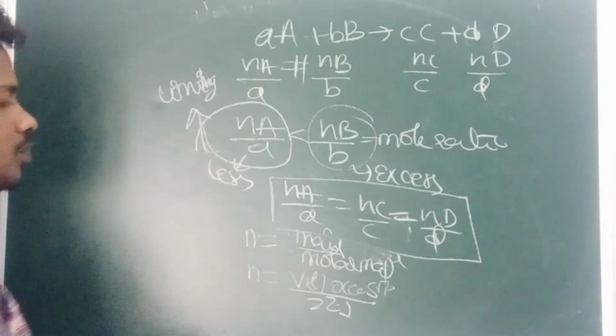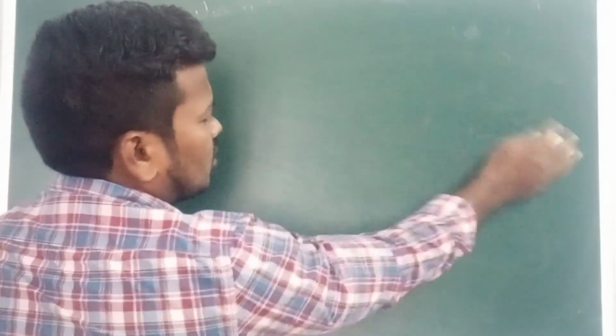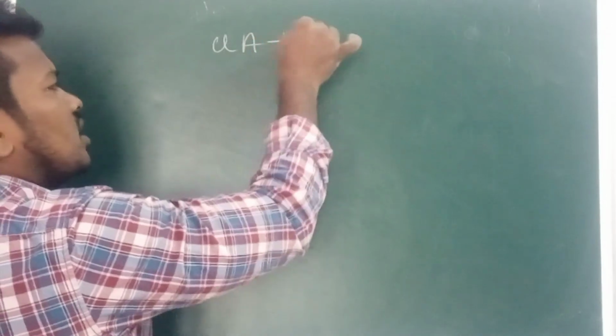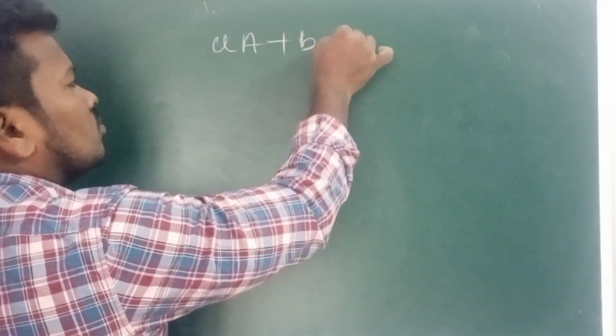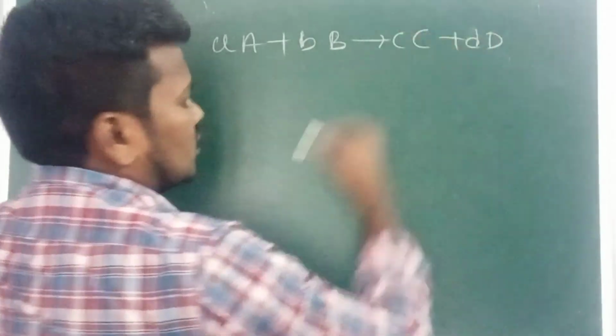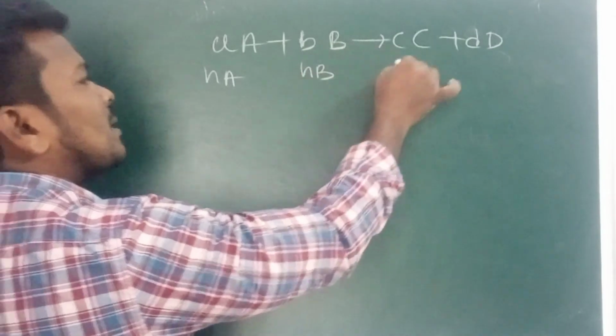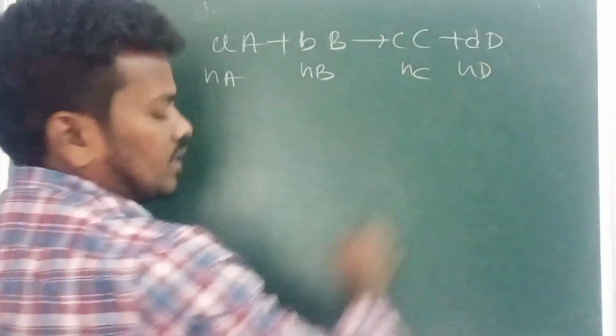Okay, which is having the lesser quantity and which is having the more quantity. The one with the highest mole ratio is called the excess reagent, and the one with the lesser mole ratio is called the limiting reagent. So for example, aA plus bB giving cC plus dD, with Na, Nb, Nc, Nd.